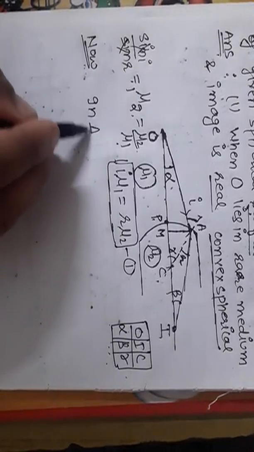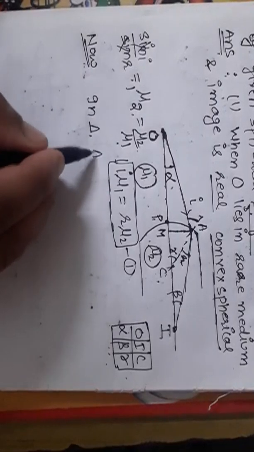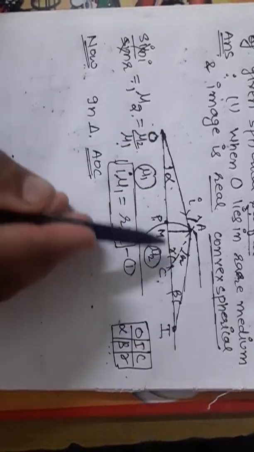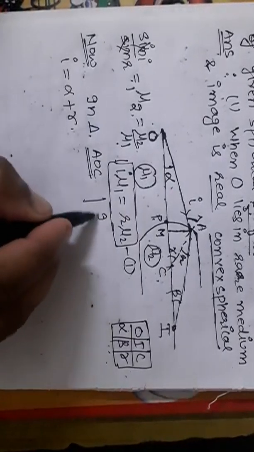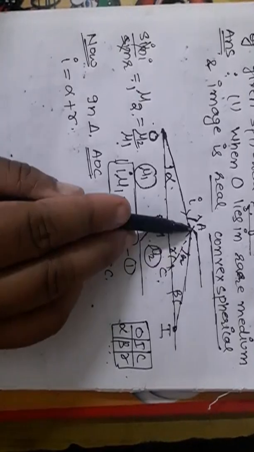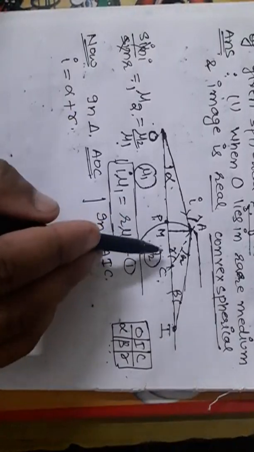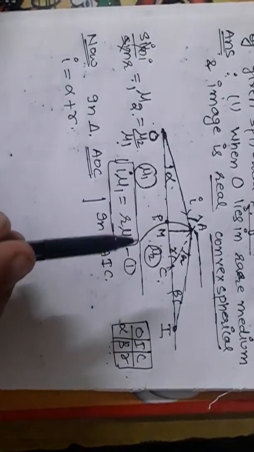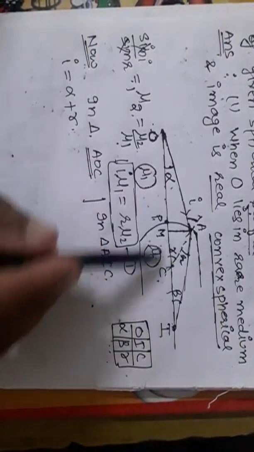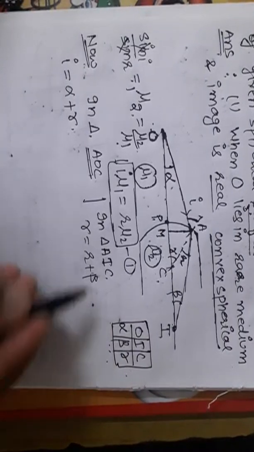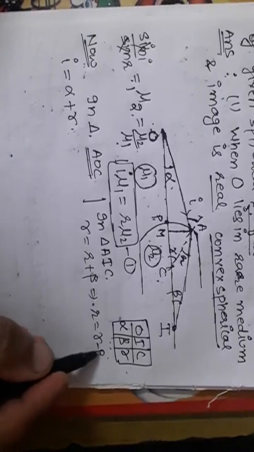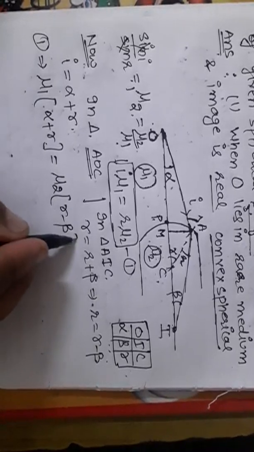Now what will happen? In triangle AOC, what is the exterior angle? i. It is alpha plus gamma. Similarly, in triangle AIC, in all the 5 diagrams I will take the same triangles AOC and AIC. So in AIC, gamma equals r plus beta. This implies r will be equal to gamma minus beta. So let us put in the first equation: mu1 into i, which is alpha plus gamma, equals mu2 into r, and r is gamma minus beta.